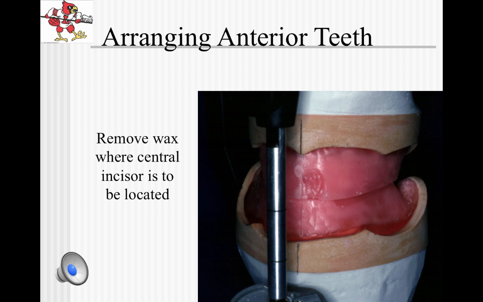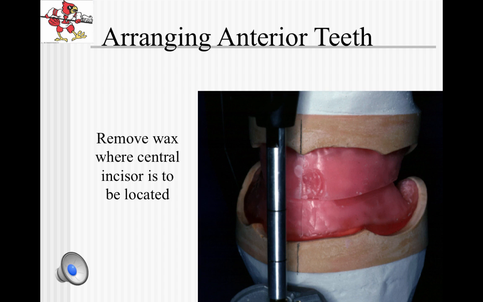Remove wax where the central incisor is to be located. Use the number 7 or the larger spatula. Heat it up very hot in the Bunsen burner for best results. Your little automatic waxing tool that plugs in doesn't get the job done fast enough. Remove more wax than is pictured in this slide.